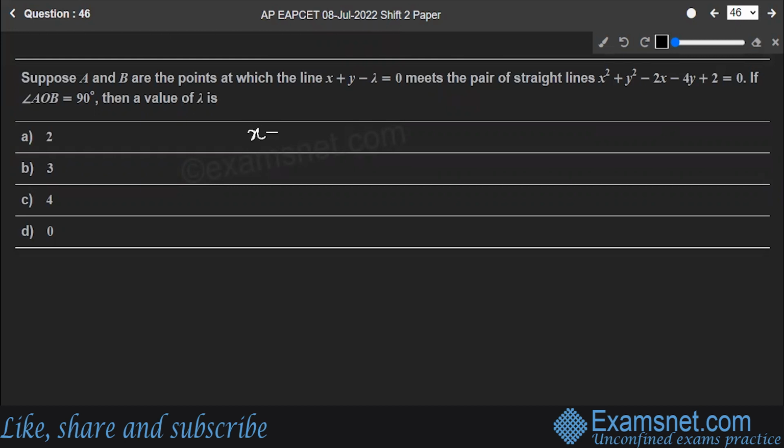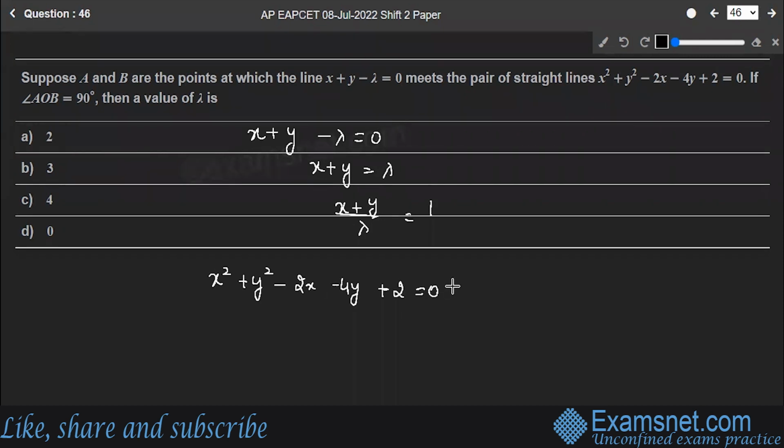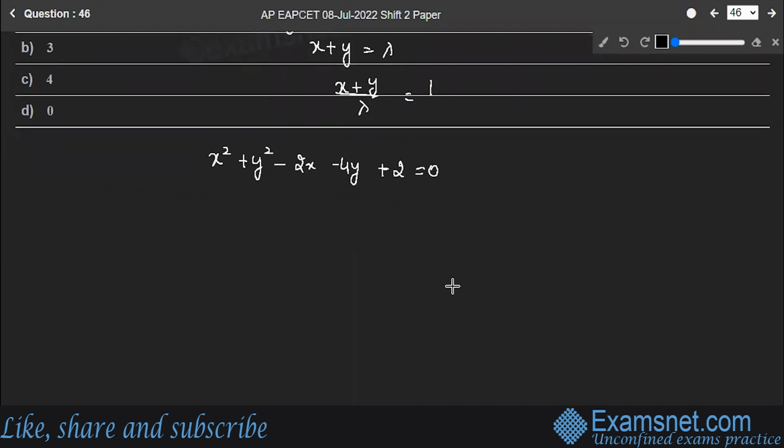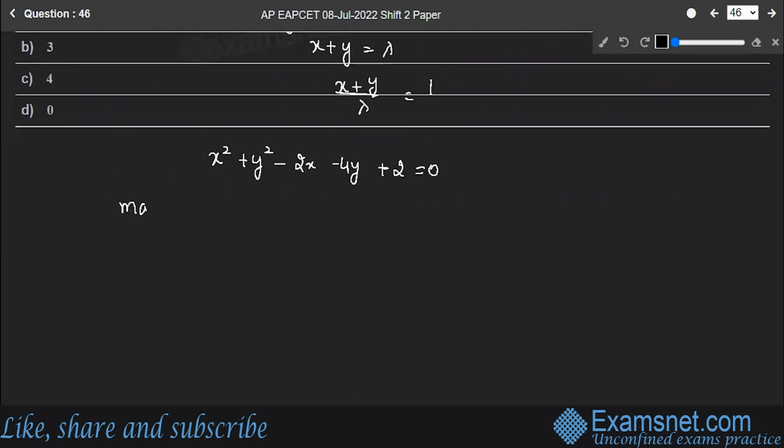It is x plus y minus lambda is equal to 0, which gives you x plus y is equal to lambda, or you can say x plus y upon lambda is equal to 1. And the pair of straight lines is given by x square plus y square minus 2x minus 4y plus 2 is equal to 0. We will make homogeneous of the above line.